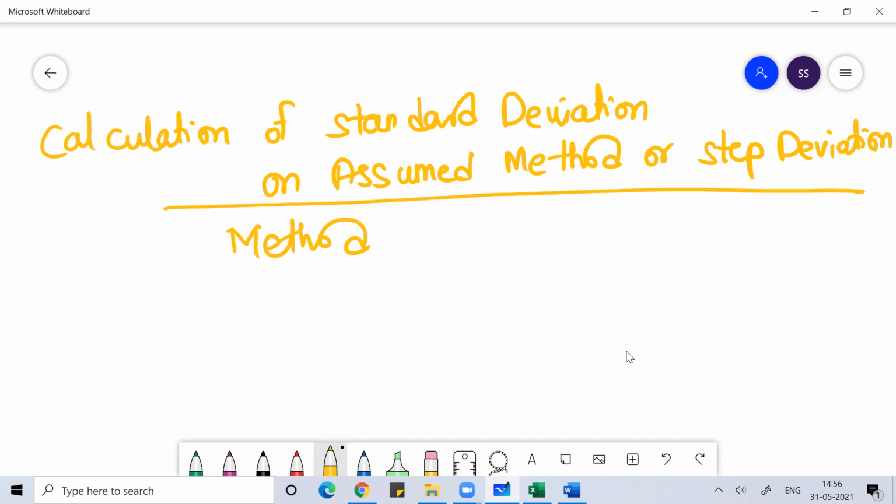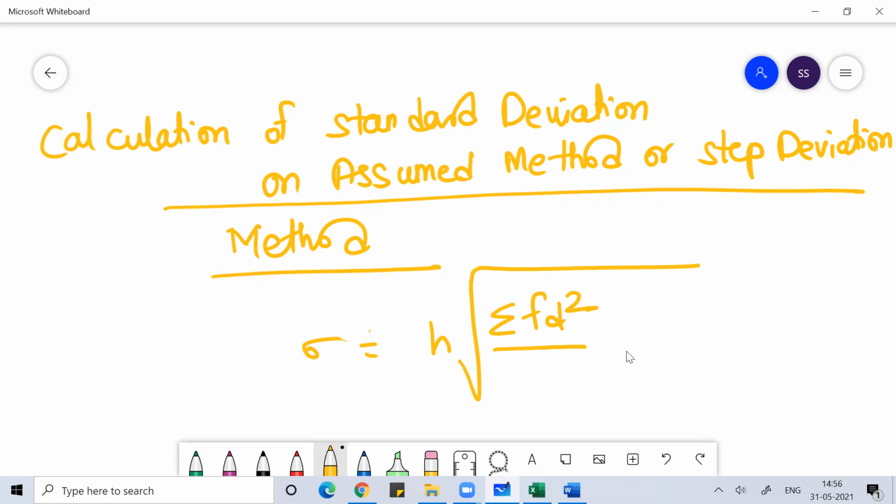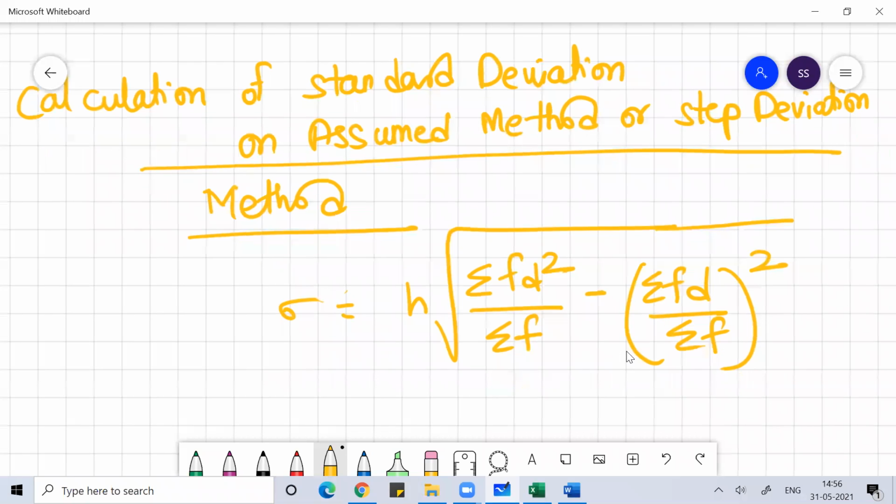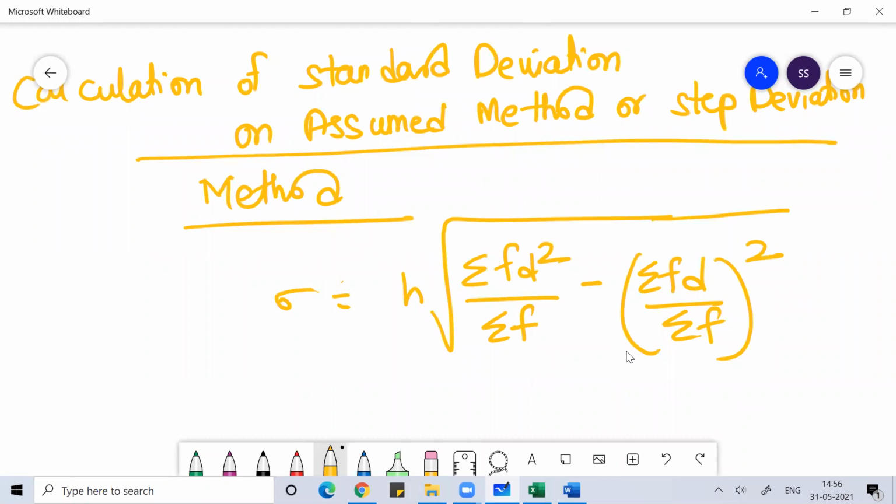Here the formula of standard deviation, I'll write in terms of variance, and standard deviation is the square root of this. So h, we are writing standard deviation: h times the square root of sum of fd square divided by sum of f minus the square of sum of fd by sum of f. This is the formula.